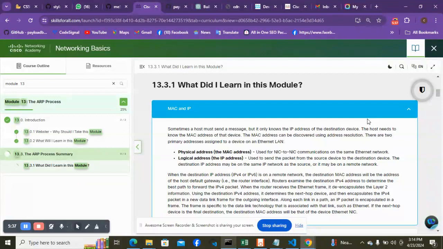Along each link in a path, an IP packet is encapsulated in a frame. The frame is specific to the data link technology that is associated with that link, such as Ethernet. So if the next hop device is the final destination, the destination MAC address will be that of the device's Ethernet NIC.